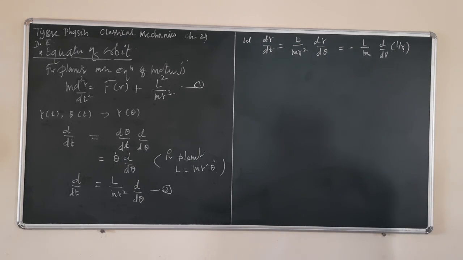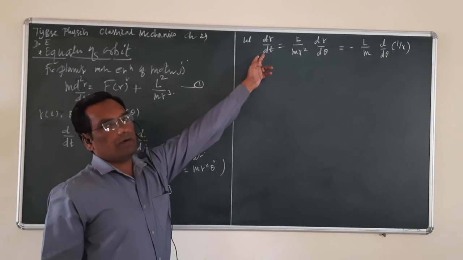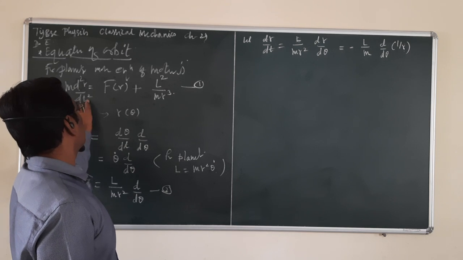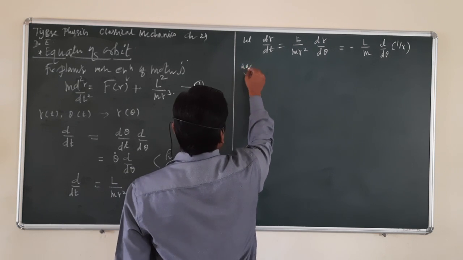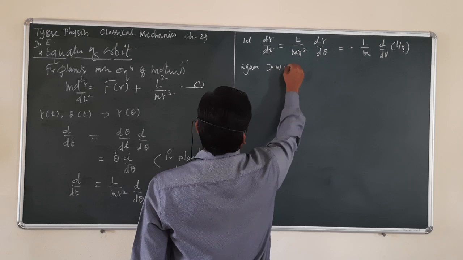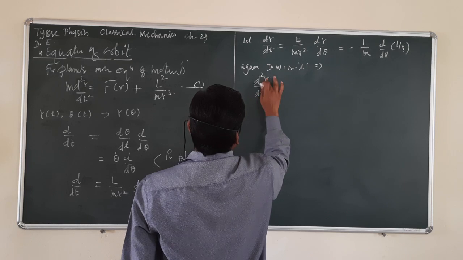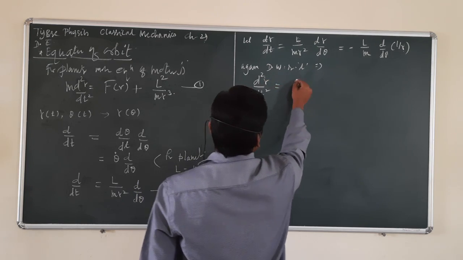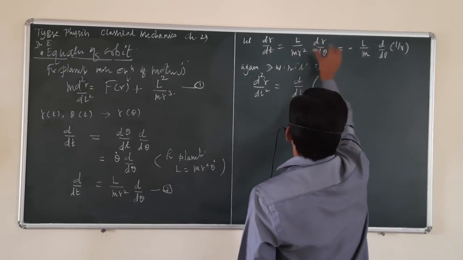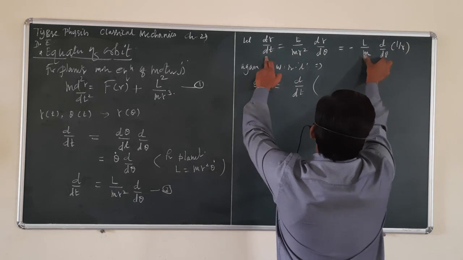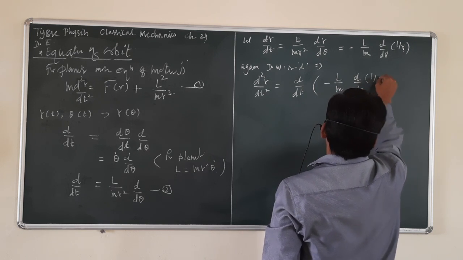Okay. Again, differentiating with respect to t, we will have to take the second order derivative. So we can substitute this in our equation number 1, the second order derivative. So again, differentiating with respect to t, we get on the left hand side d2r by dt square is equal to, on the right hand side we will get d by dt of this term. What will its derivative be? Minus L upon m d by d theta of 1 upon r.